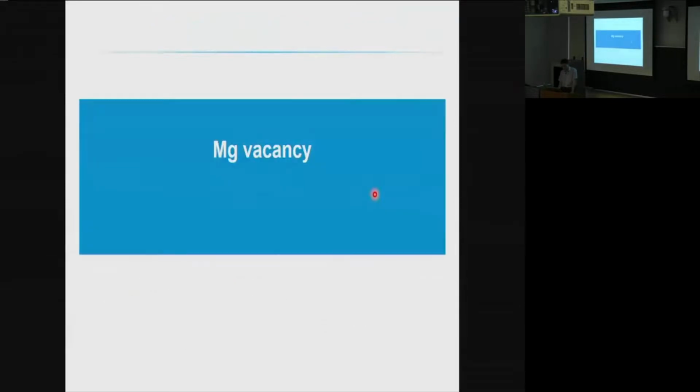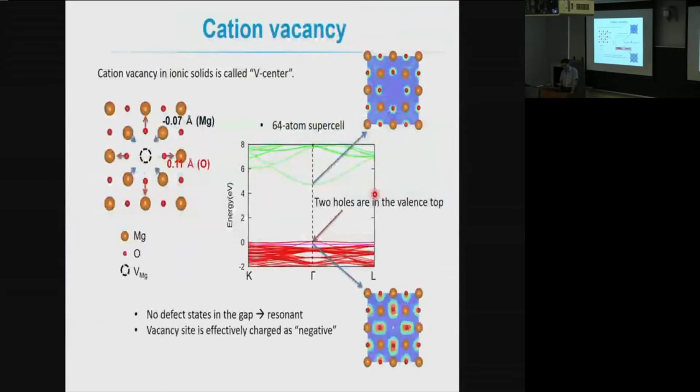All right, and you can also calculate the magnesium vacancy, which is another vacancy that is possible in the magnesium oxide. This cation vacancy in an ionic solid is called the V center. But in this case, what you can find is that when you introduce this defect, there is very large relaxation around the defect site. This is in contrast to the oxygen vacancy.